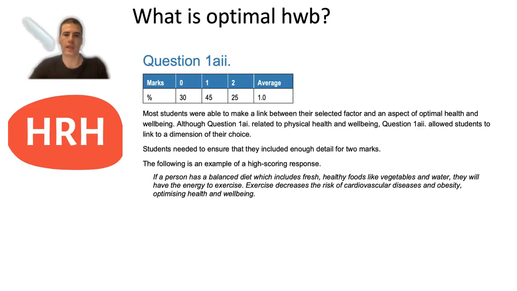They gave an example high scoring response, and this student linked their example to physical health and well-being again. They talked about a balanced diet including fresh healthy foods like vegetables and water, having the energy to exercise, and then exercise helps to decrease the risk of cardiovascular disease and obesity, optimising health and well-being. So they were linking into disease as part of that example, and that's obviously optimal levels of physical health and well-being.